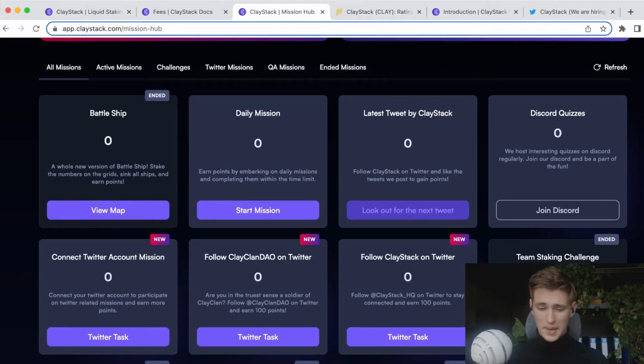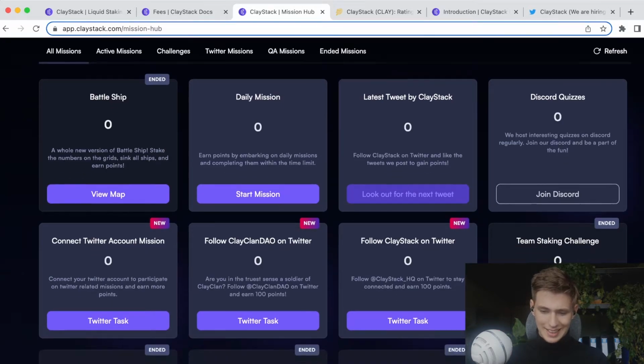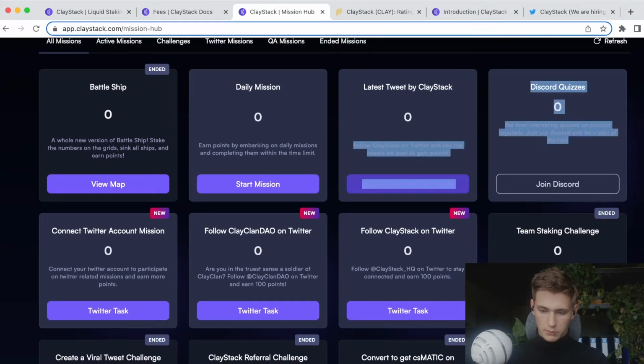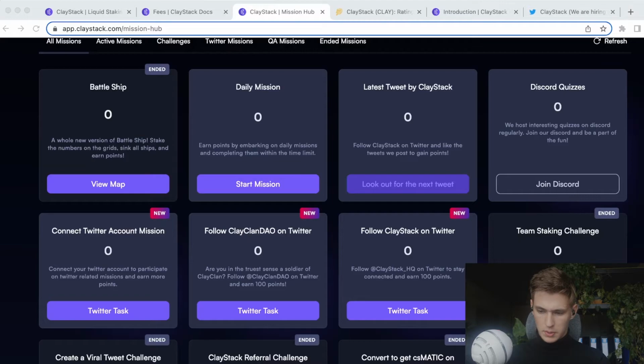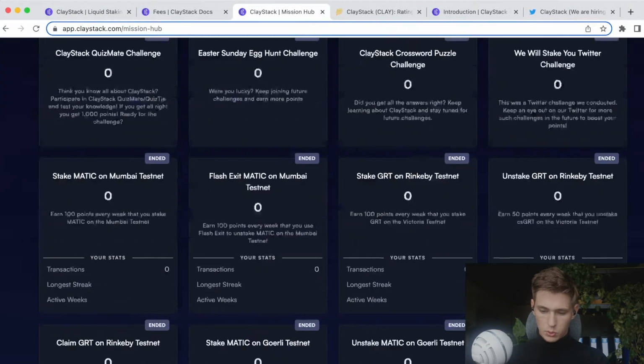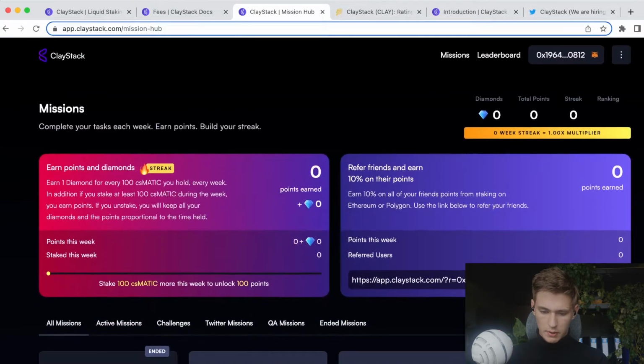Look at this. This is all missions. We have battleship, daily missions, latest tweet by Claystack. All right, so here you can follow them on Twitter and that will be one of the missions. If you start the mission, your MetaMask will open and you can basically sign it and start accomplishing the mission. Very cool. They have lots of them. So that's very awesome to see.